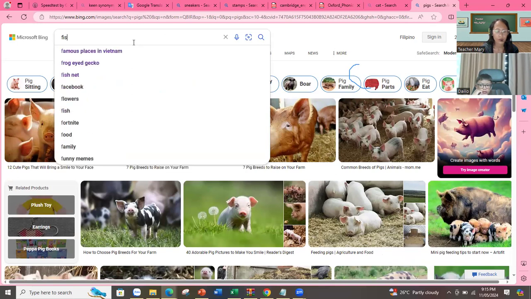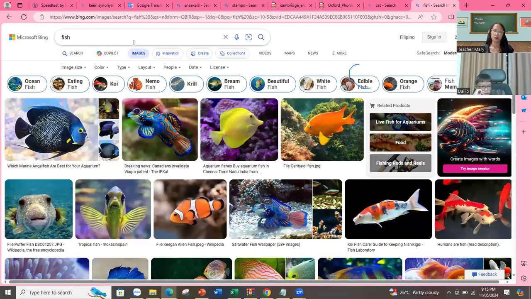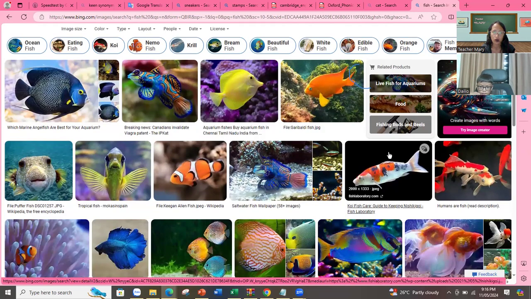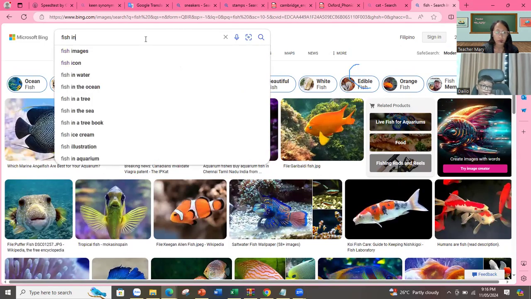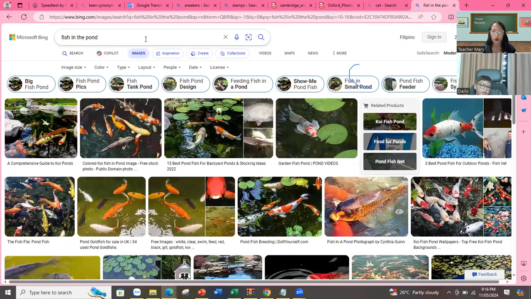Oh, fish. Sorry. Fish. What kind of fish? Because we have different kinds of fish. This is a Nemo. This is a clownfish. Goldfish. Fish in the pond? Okay. You mean goldfish and carp? These are called goldfish and carp. Yeah.